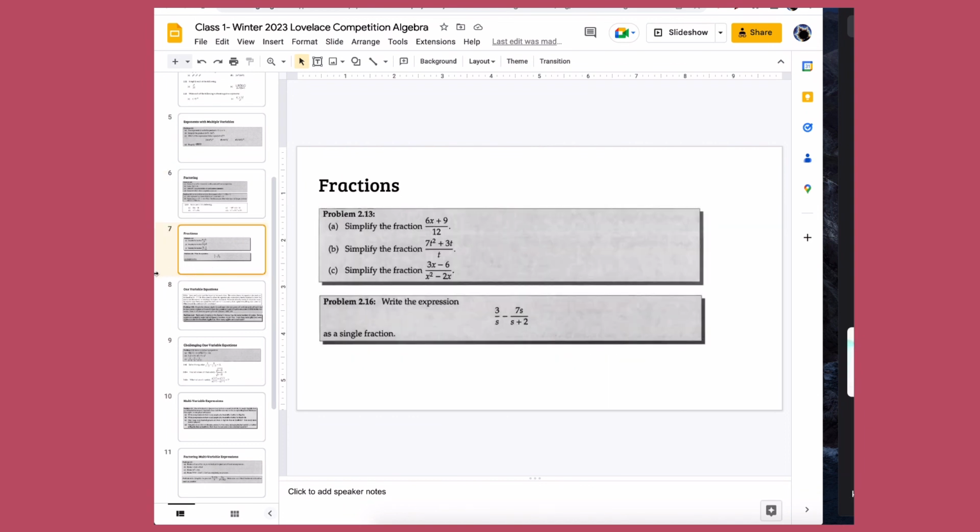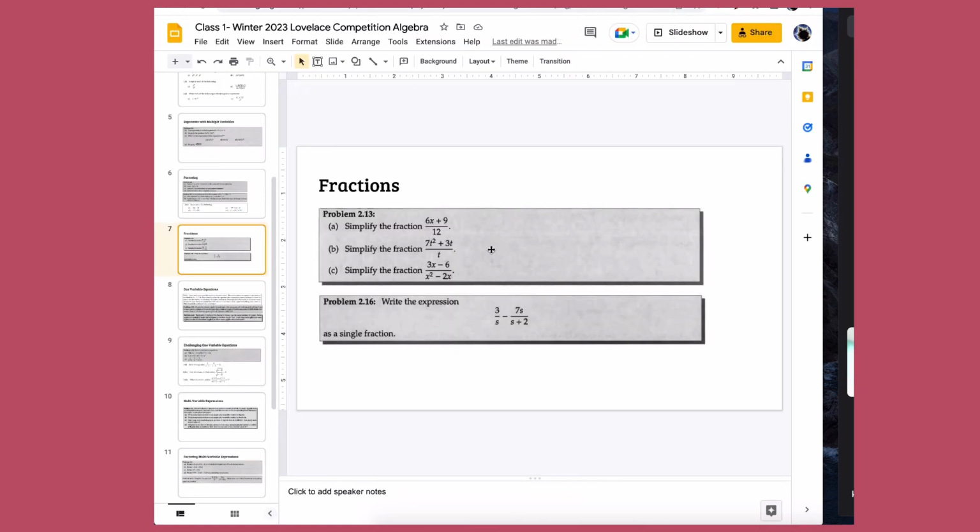to one last thing, and this is fractions. So this should be relatively simple, since I think everyone should know the basics of fractions. But all we're doing here is simplifying the fractions by factoring. So can everyone do 2.13 a, b, and c? And then I'll go over 2.16 later.